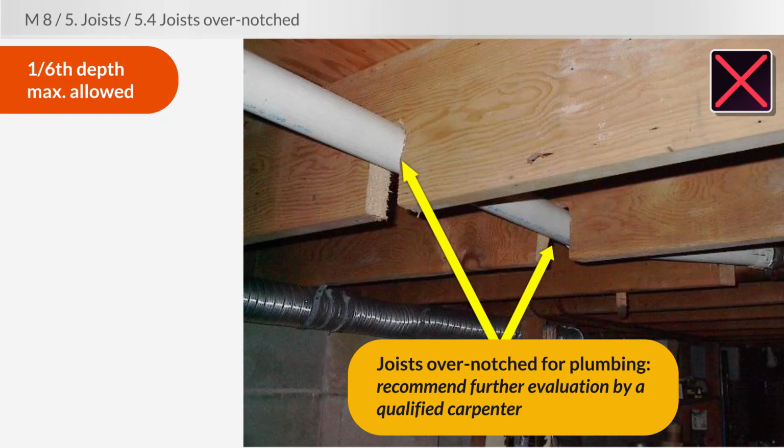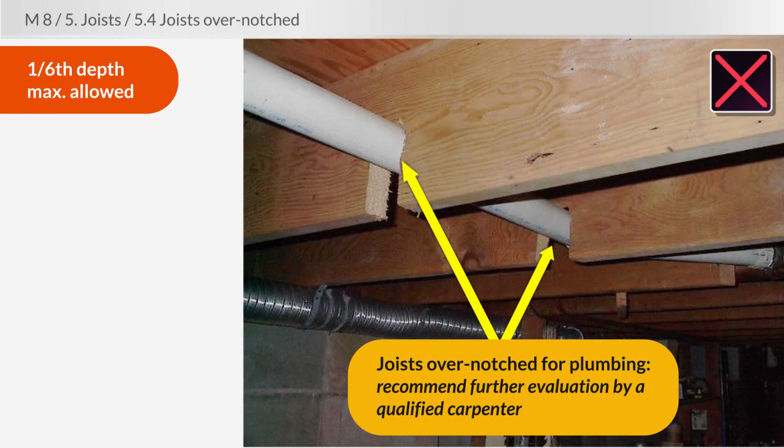And we're not supposed to notch at all in the middle third of the span, which is hard to tell from the photo. But this might be the middle third of the total span. So literally, if a joist is 9 feet long, you're not supposed to be notching the middle 3 feet. All you can do when you see something like this is recommend further evaluation by a qualified carpenter.